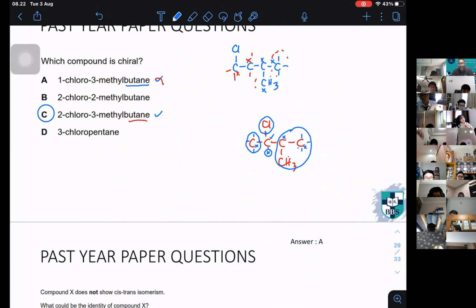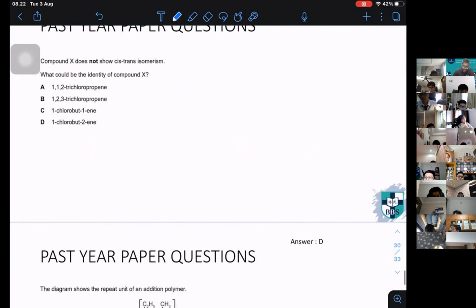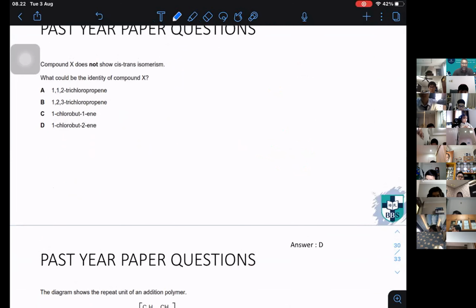This one you have to do one by one, but in the exam you have to do it very fast. Now, compound X does not show cis and trans isomer. What will be the identity of compound X? So we want to find out. You have to do it one by one also.